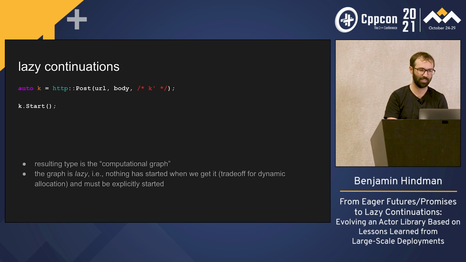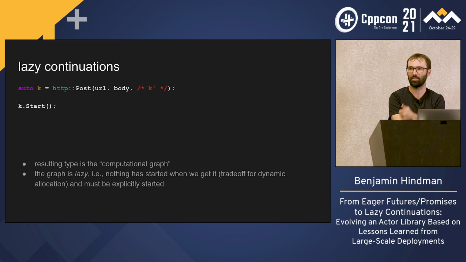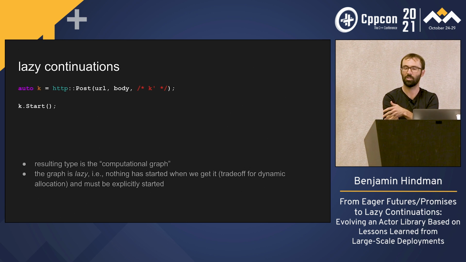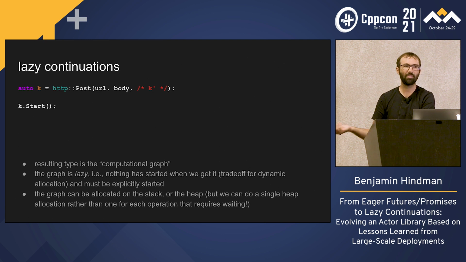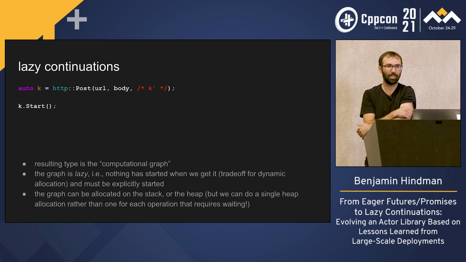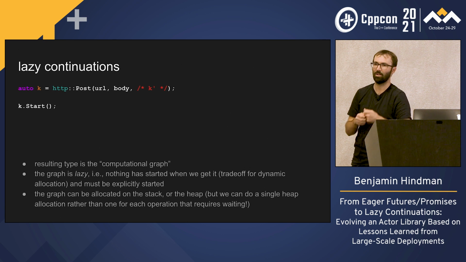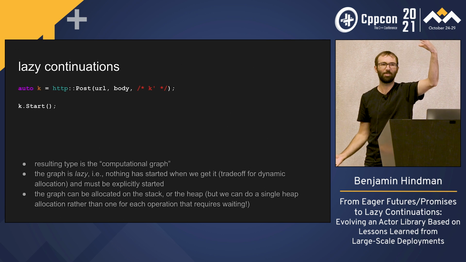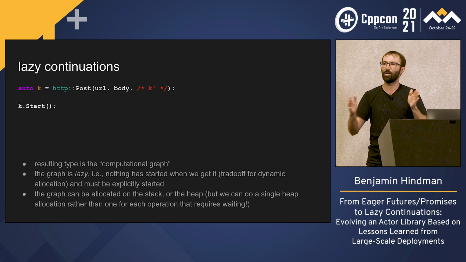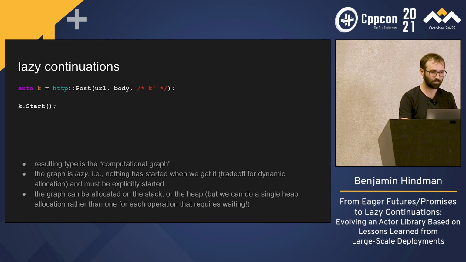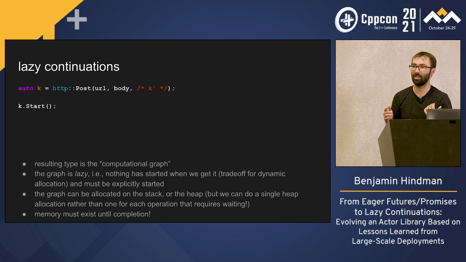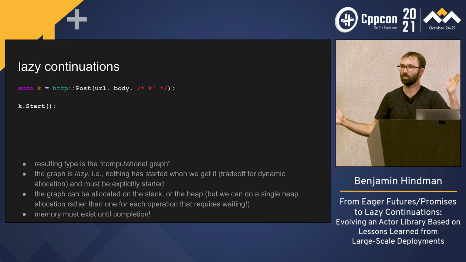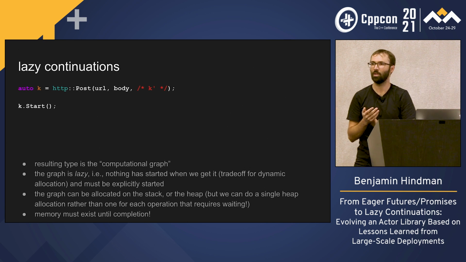I'll take your question in just a sec. Okay, so it's got to be explicitly started. We'll have to actually explicitly start this thing if we want any computation to occur. Okay? But the graph now, I can allocate the entire graph on the stack. Or if I wanted to, I can allocate it on the heap. But the nice thing is I could do a single heap allocation. I could allocate my entire computation graph that's represented by my chain of things that I want to do once. Okay? And of course, the big caveat here is memory's got to exist until the completion of this chain of things that I'm doing. Okay, yes, let me take the question.